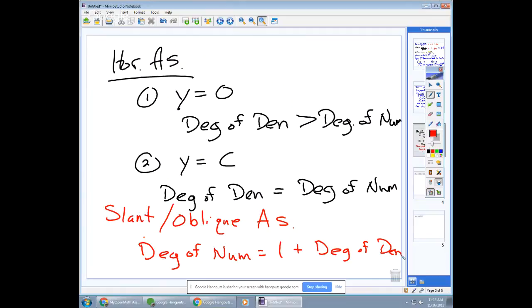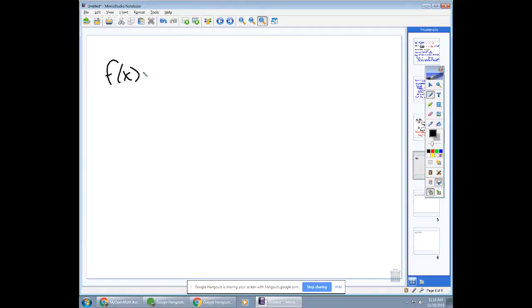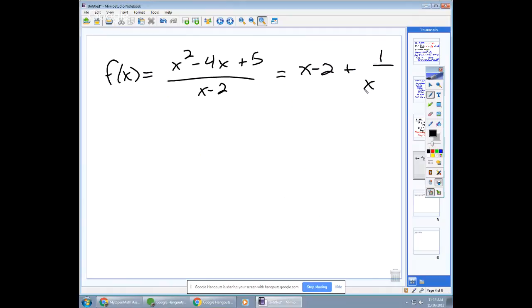Have we seen a function recently where the degree of the numerator is 1 more than the degree of the denominator? Yes. The one we're looking at right now. So let's take a look at that again. Our function, f of x, is equal to x squared minus 4x plus 5 over x minus 2. And to discover the slant asymptote, you just do division, long or synthetic, which I did the other day, and I found this was x minus 2 plus 1 over x minus 2.